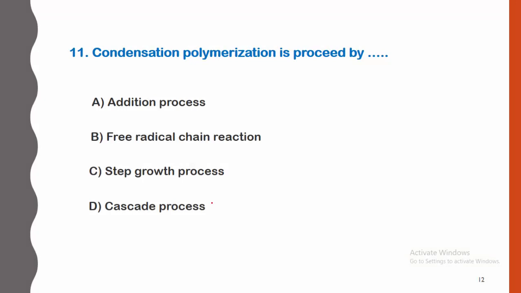Condensation polymerization is proceeded by A. Addition process, B. Free radical chain reaction, C. Step growth process, and D. Cascade process. Very simple. The right answer of this question is option C, that is step growth process. As we have seen in condensation polymerization, one molecule condenses with another, so continuously there is a step growth process. Therefore, condensation polymerization is proceeded by the step growth process.